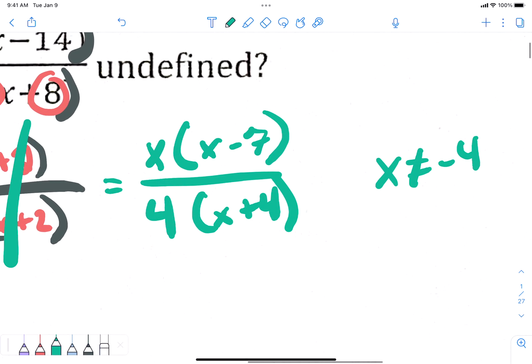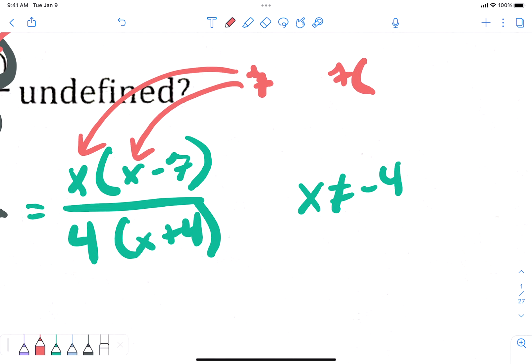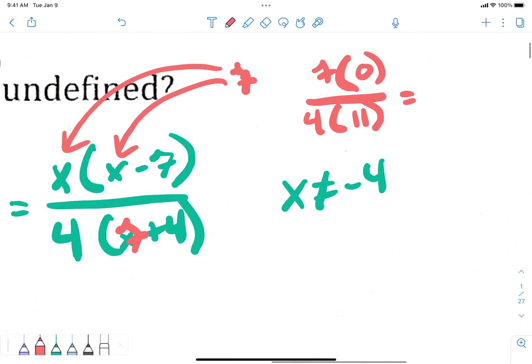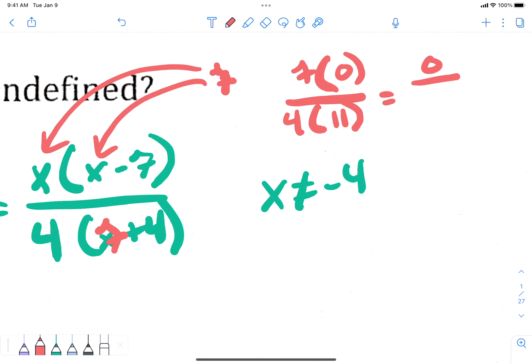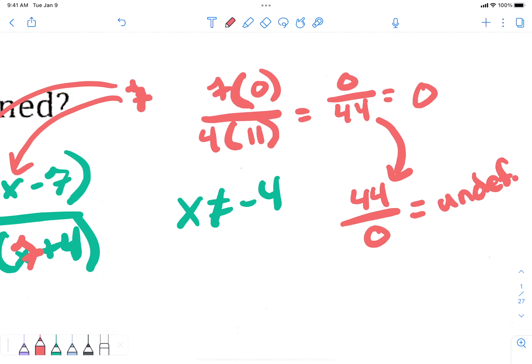Somebody in 6th period didn't understand this, so let's plug 7 in. We have 7 times, what's 7 minus 7? 0. 0 over 4 times what's 7 plus 4? 11. So 7 times 0 is 0, and 4 times 11 is 44. What is 0 divided by 44? 0. Can you have 0? Yeah. Versus if the roles were reversed and you had 44 over 0, what's that come out to be? Undefined, right? That's when we have a problem. I can have 0 on the top, I can't have 0 on the bottom.